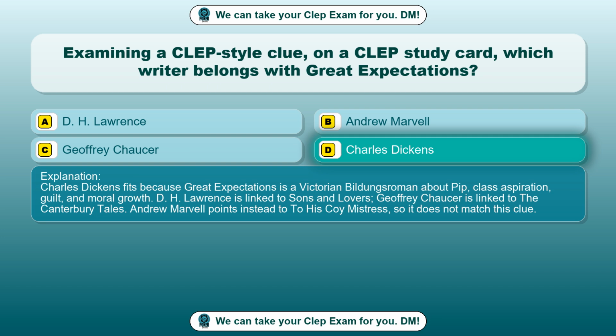D. H. Lawrence is linked to Sons and Lovers. Geoffrey Chaucer is linked to the Canterbury Tales. Andrew Marvell points instead to his Coy Mistress, so it does not match this clue.